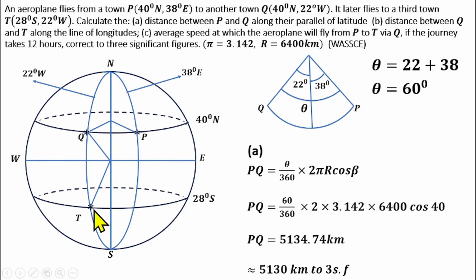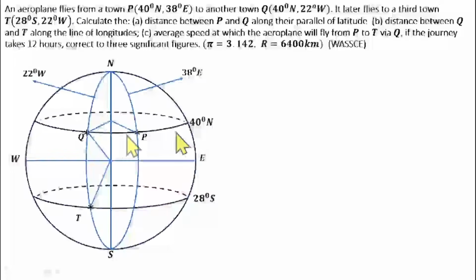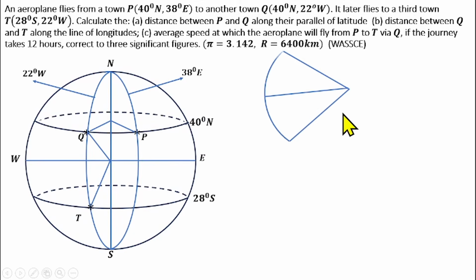Distance between Q and T along that longitude, because that's what joined them together, longitude. So we have to find the distance between Q and T along the longitude, which is the gray circle. So we need to find the angular distance between them also. So let's draw the diagram also and see what we have.